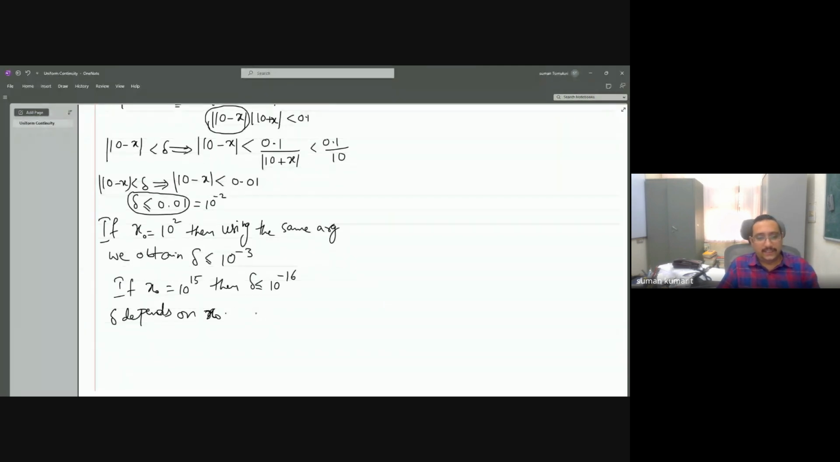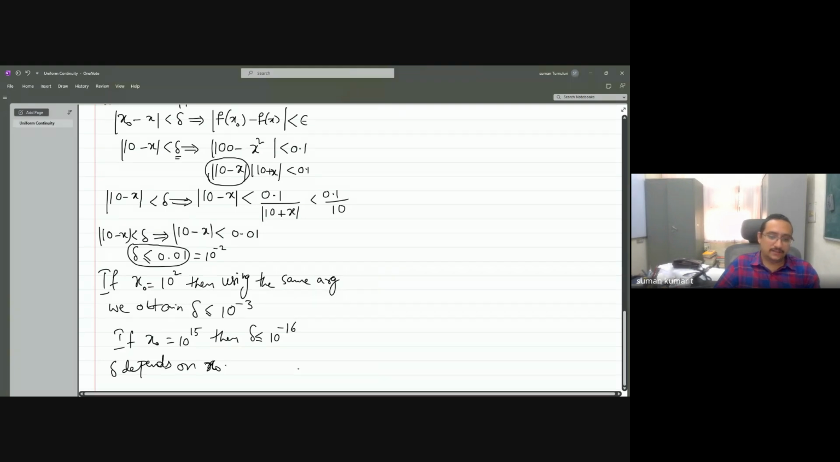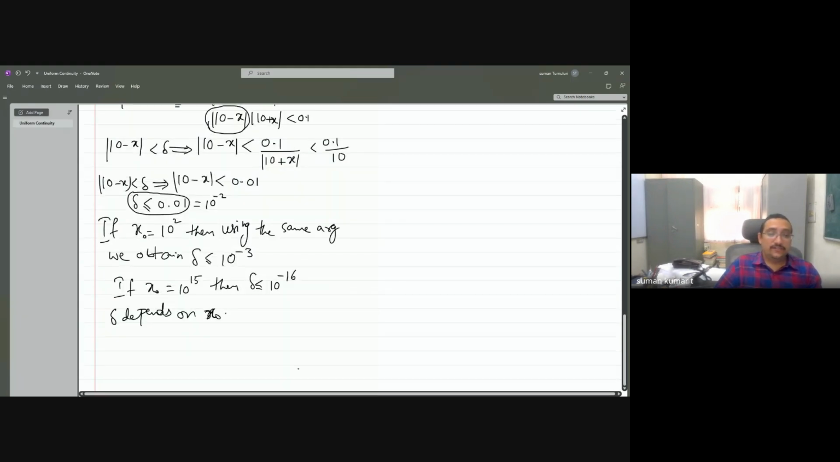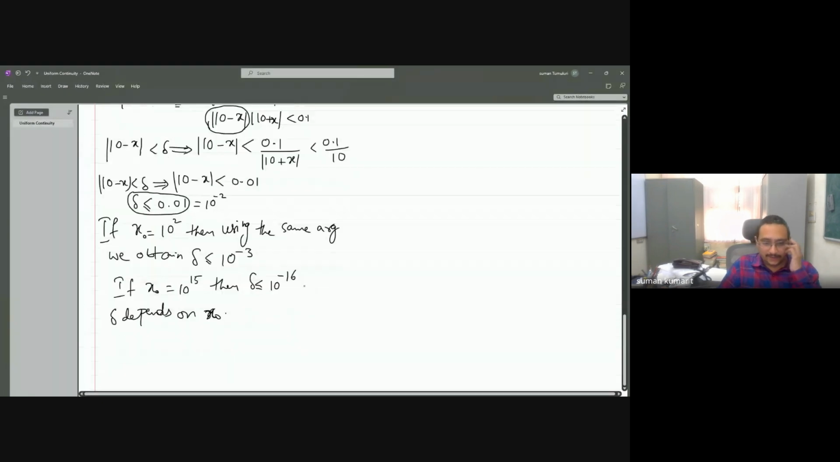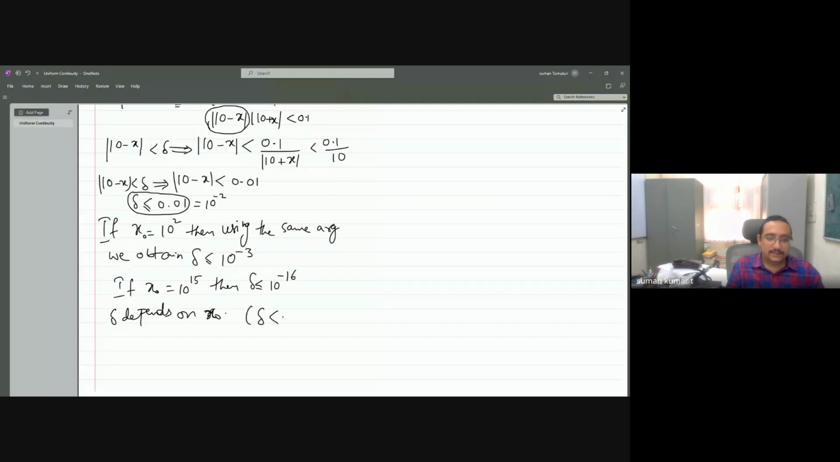Right, and it is at least 0.1 by x naught in that way. So can you find one fixed delta positive such that it works for every x naught? So what is the dependence here? Okay, delta is something like 0.1 by, what is it? Maybe x naught plus 1 or something. Okay, so you can't really find out.